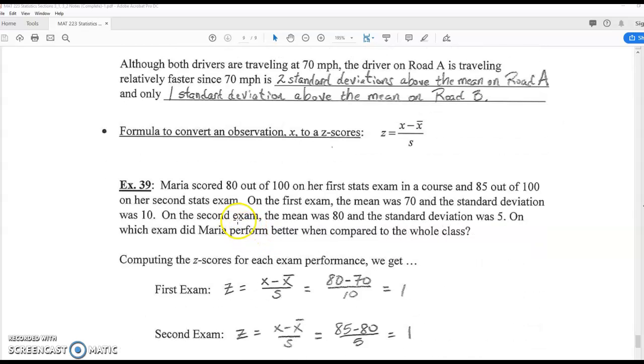All right, so the formula to convert an observation X to a z-score. The way you convert any data value X to a z-score is you subtract the mean from that X, and then you divide it by the standard deviation S.